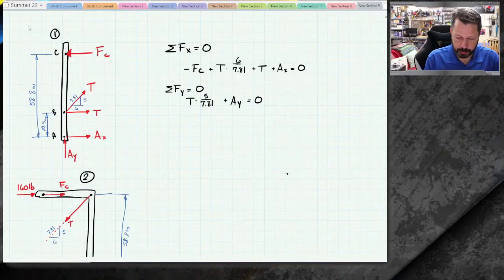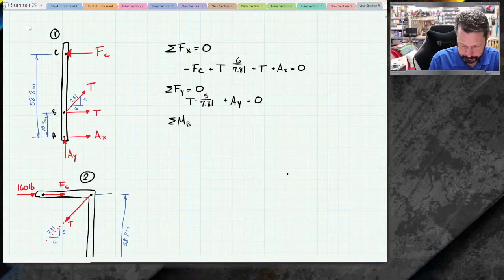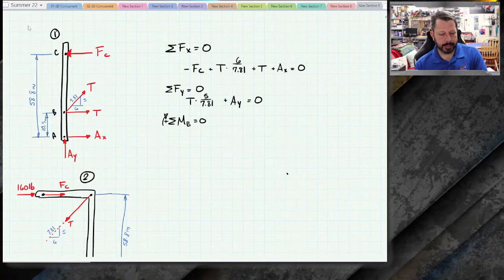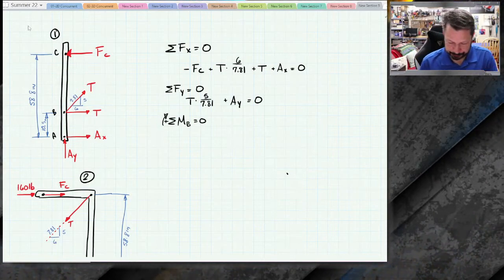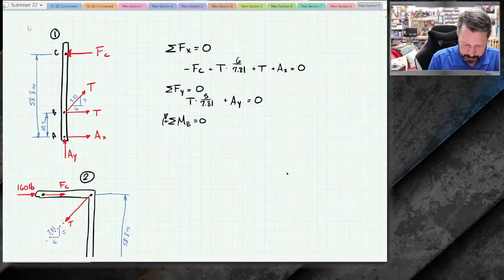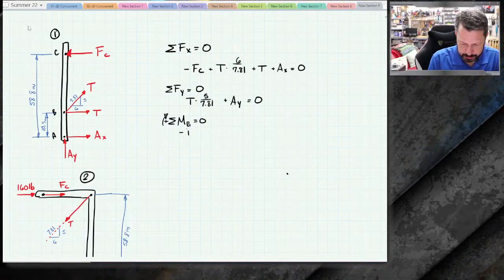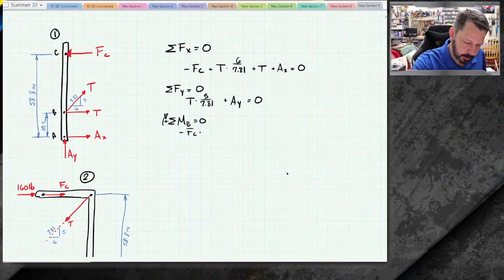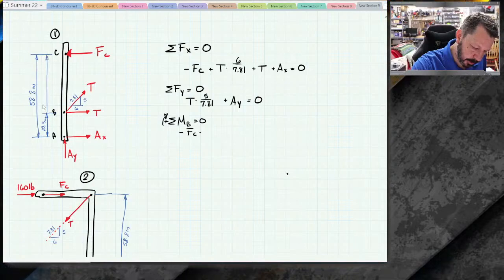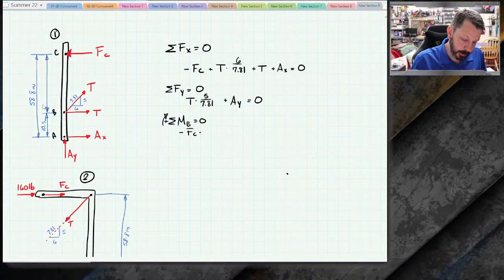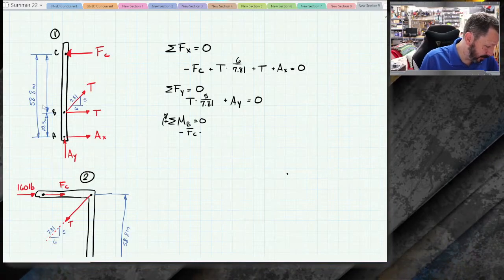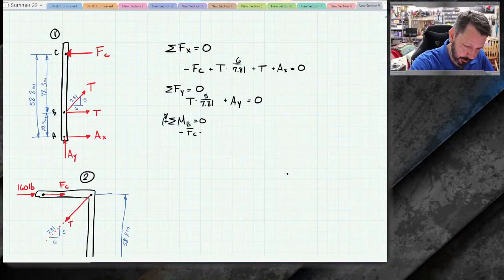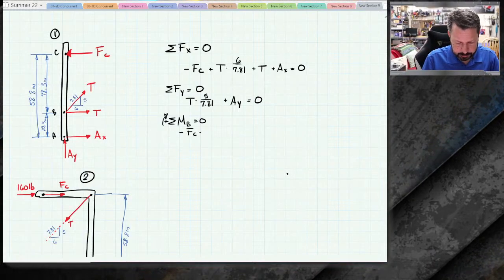Let's do the moment about point B. I'm choosing point B because it will eliminate the most unknowns and it will make the equation easier. So that will give me, I did clockwise positive, so minus FC times, I didn't write that dimension down. That'll be this dimension, 58.8 minus 10.5 is 48.3. There we go. So FC times 48.3.